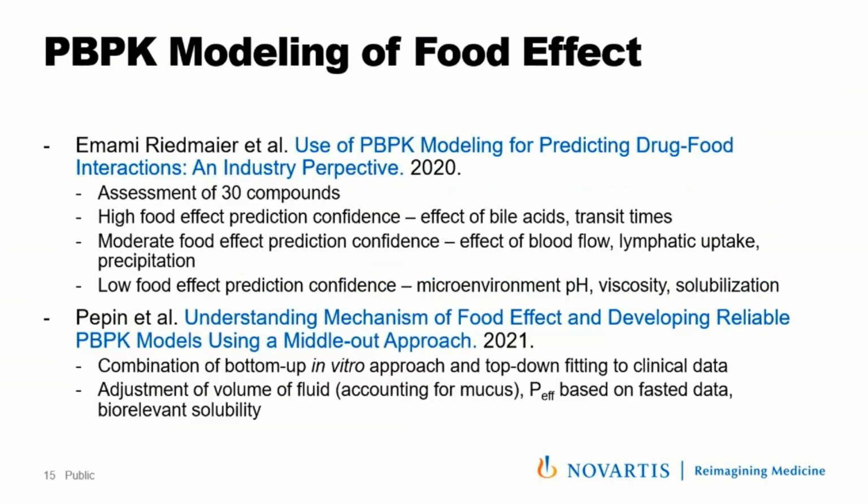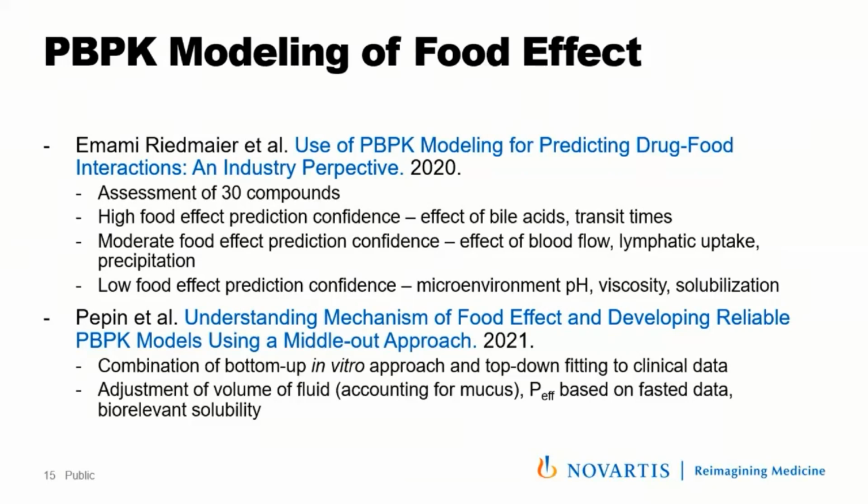Riedmeier et al. performed analysis of de novo PBPK model development and food effect predictions for 30 compounds. They evaluated the confidence in predicting food effect. High confidence was achieved when food effects included increased solubility due to effects of bile acids and changes in gastrointestinal transit times. Moderate prediction confidence included food effect caused by lymphatic uptake or precipitation. Low confidence was related to changes in viscosity and microenvironment pH.